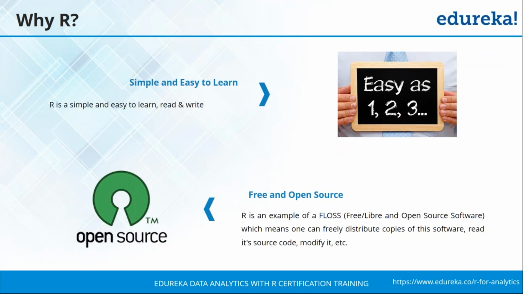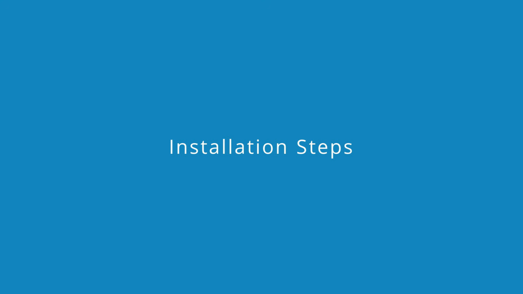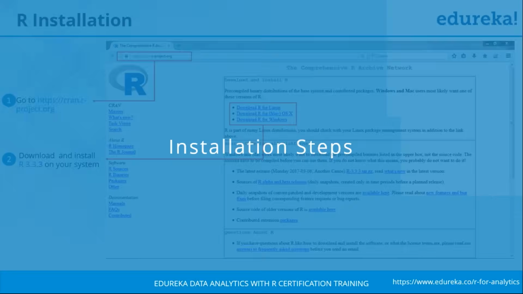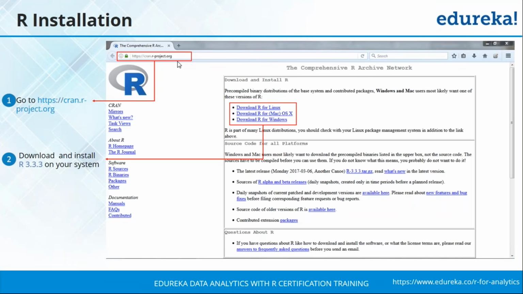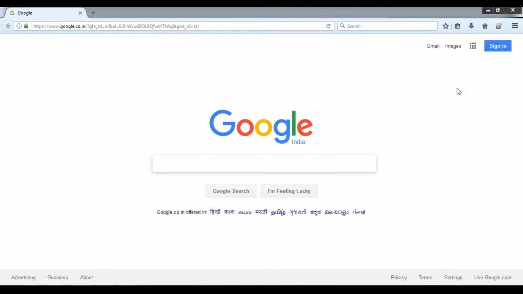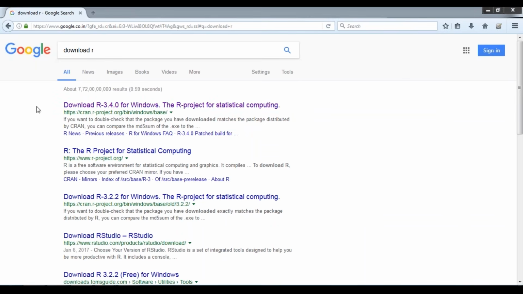So with this, it's time we begin deep diving into R. And the first thing that you guys need to do is install R on your system. To do that, all you need to do is go to the official site of R, that is cran.r-project.org. Let me just show you that. So you can just open your browser and search for download R and you get the first link.